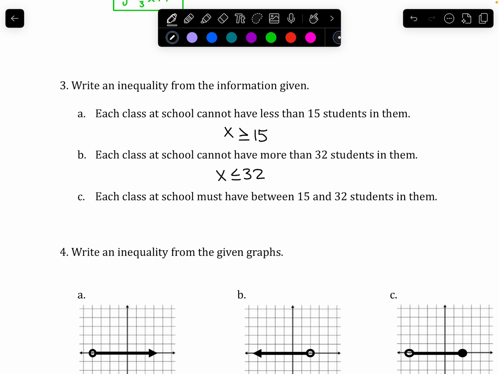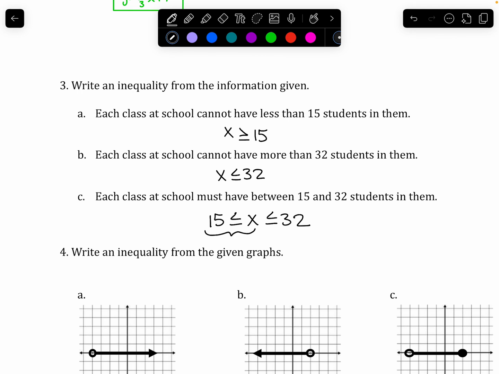And for part A, it says your X has to be greater than or equal to 15. So 15 is the minimum amount of students I can have in a class, and then 32 is the maximum amount of students I can have in a class. So when I write this down as a compound inequality, it's going to look like this. 15 is less than or equal to X, which is less than or equal to 32.